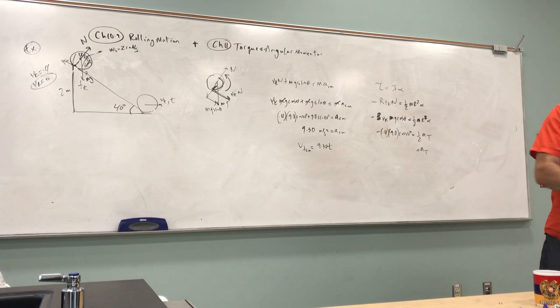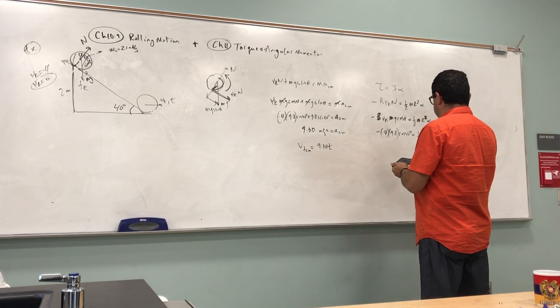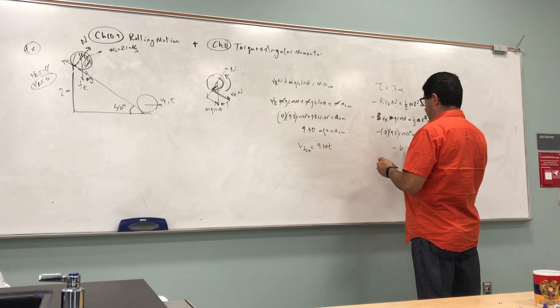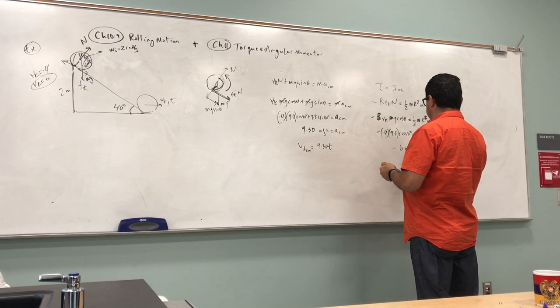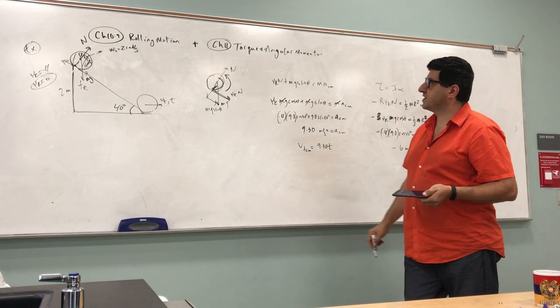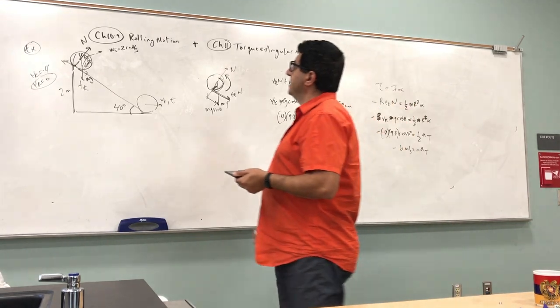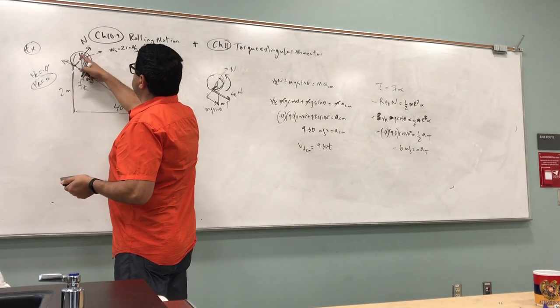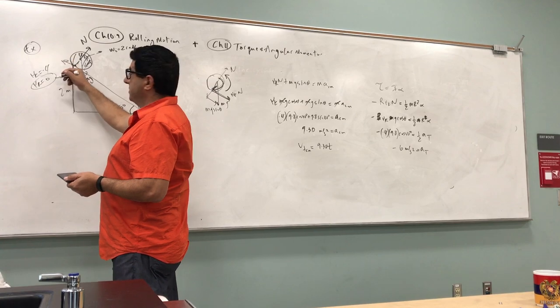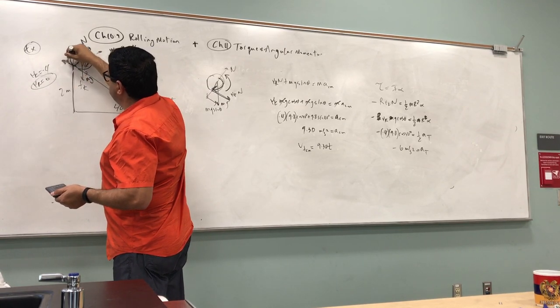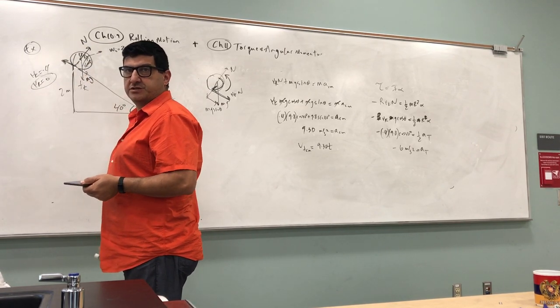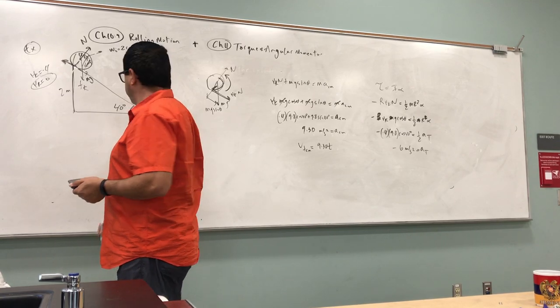Oh, negative 6. Then now what's given in the problem? The initial angular velocity of the ball is given. So what's the initial tangential velocity of the ball at its edge? V tangential of the edge.